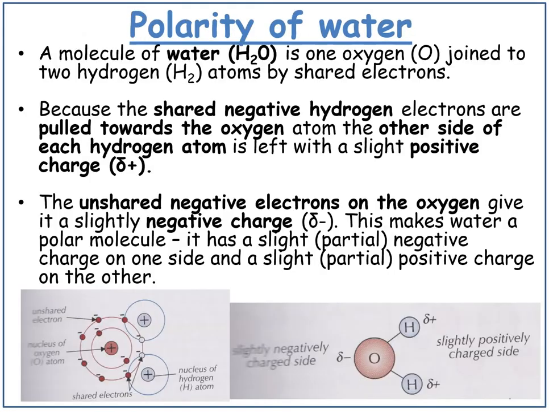So now we'll look a bit more at the structure of water. So the polarity of water. A molecule of water, or H2O, is one oxygen joined to two hydrogens. Because they are shared, the negative hydrogen electrons are pulled towards the oxygen atom. So the other side of each hydrogen atom is left with a slight positive charge. The unshared negative electrons on the oxygen give a slightly negative charge. This makes water a polar molecule. It has a slight partial negative charge on one side and a slight partial positive side on the other. So the hydrogens are slightly positive, the oxygen is slightly negative.